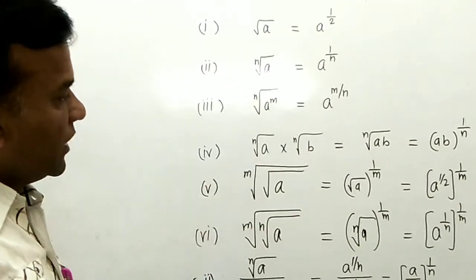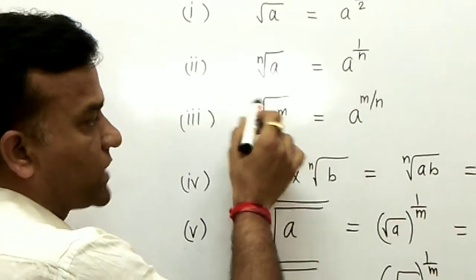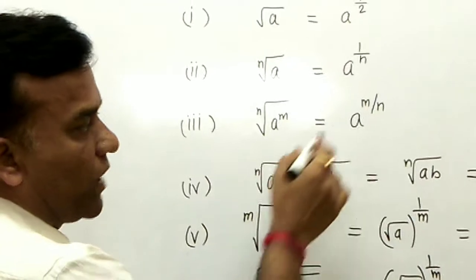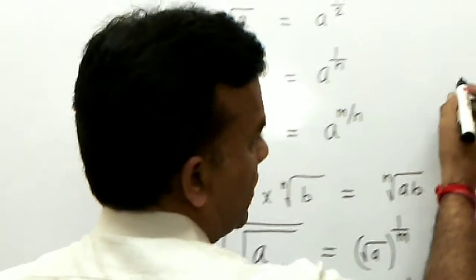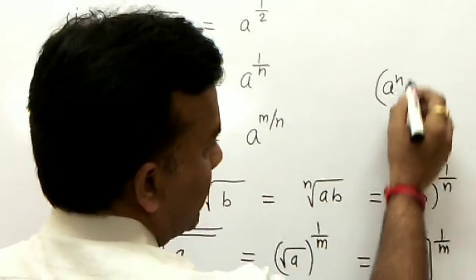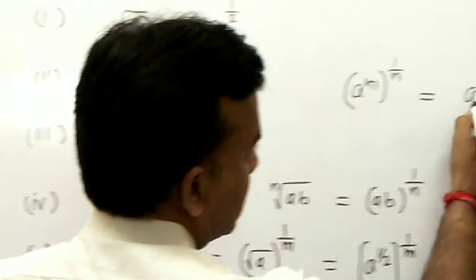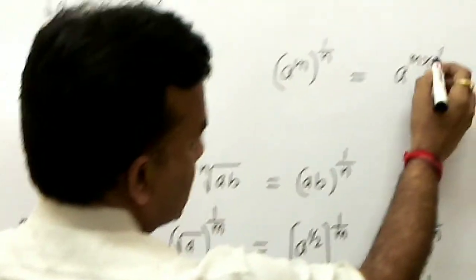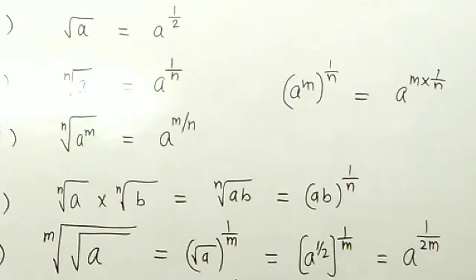Okay, then suppose the inside number has power m, and outside the root value is n. Then you write down directly a to the power m by n. How? Because a to the power m and whole to the power 1 by n, we know that power to power is multiplied. So m into 1 by n, that is m by n. So we write down m by n here.